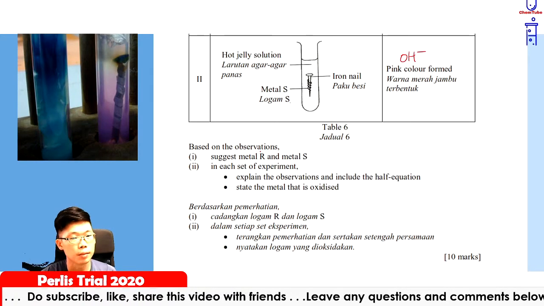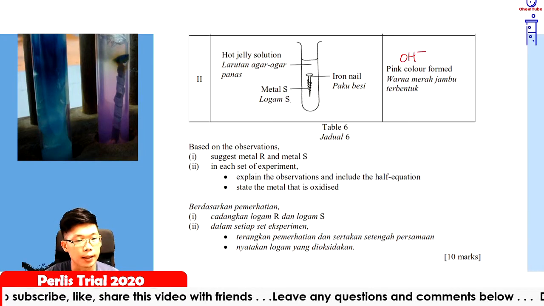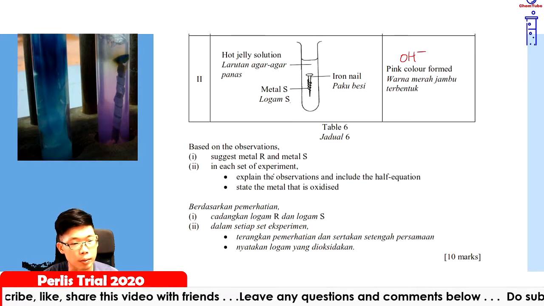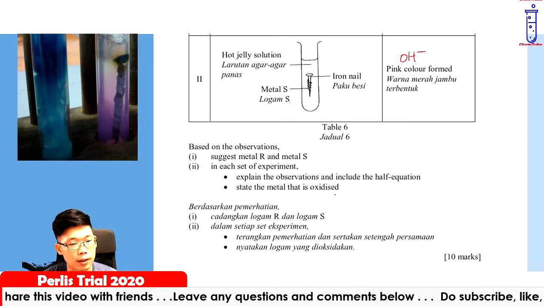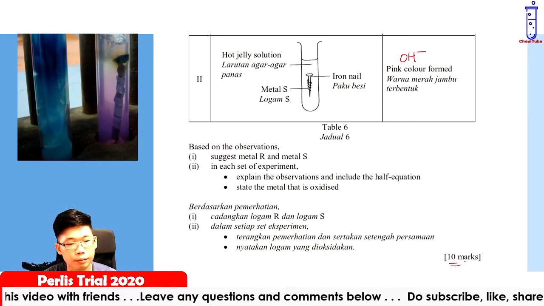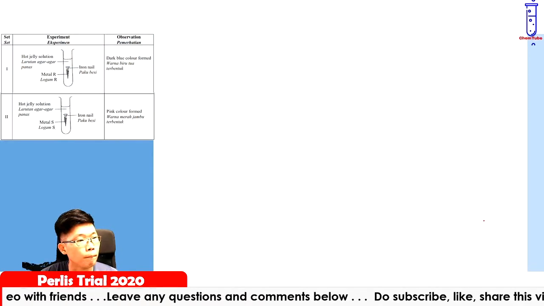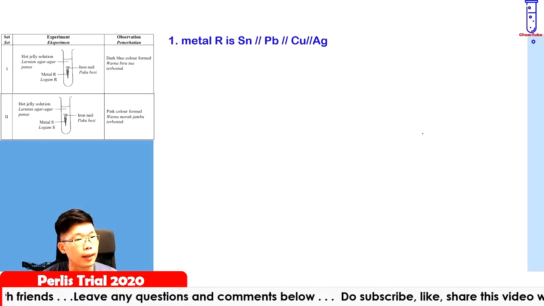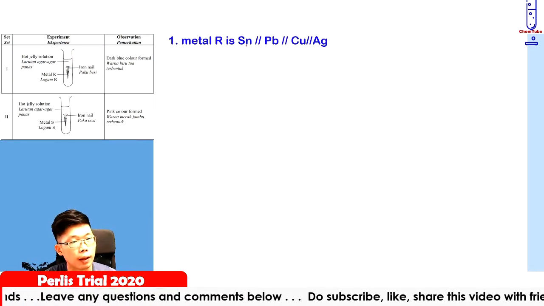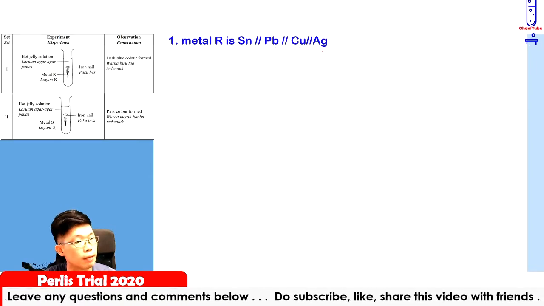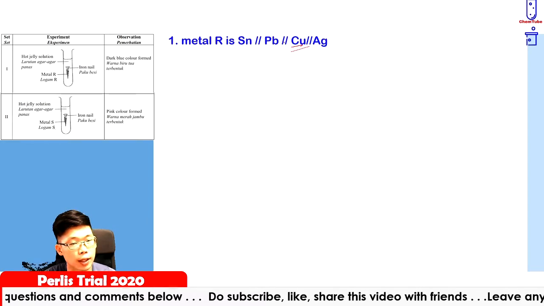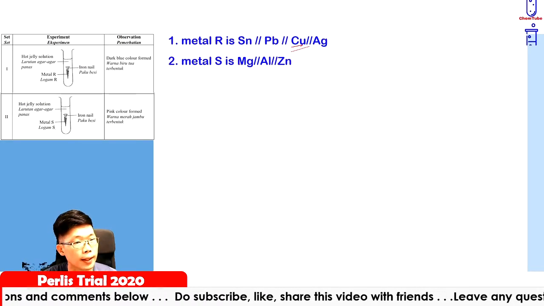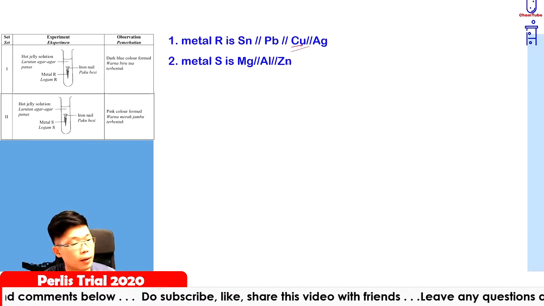Okay, based on the observation, suggest metal R and metal S. In each set of experiment, explain the observation and include the half equation for the metal that is oxidized. So 10 marks. Here, for metal R, you can choose tin, lead, copper or silver. Just now I mentioned copper, but you can choose any one of these. Metal S will be magnesium, aluminium or zinc.